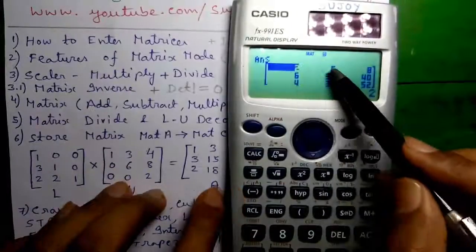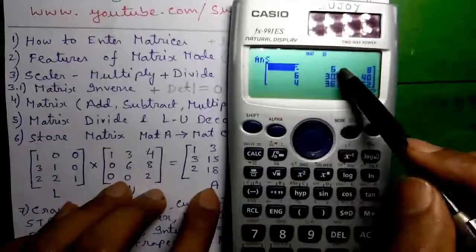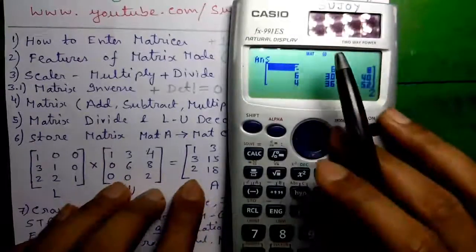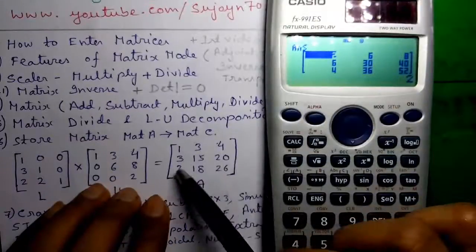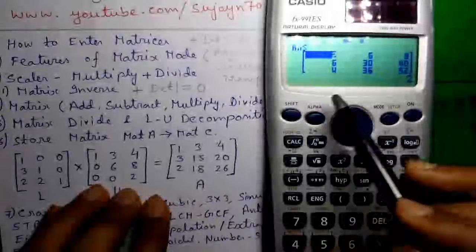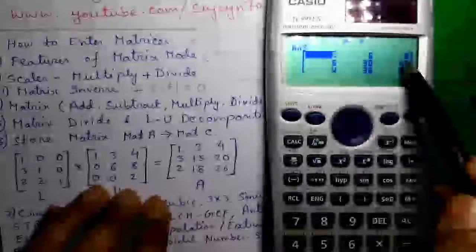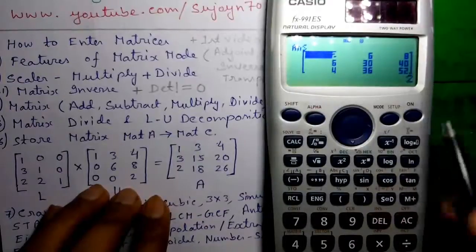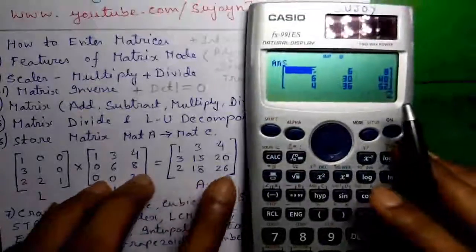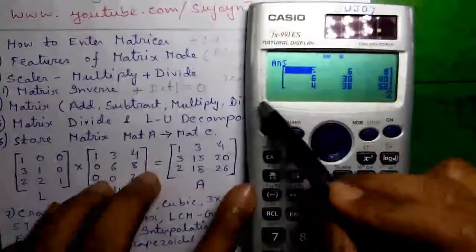So all the values in matrix C in our case will be multiplied by 2. So let's check it. Previously it was 1, 3, 4, 3, 15, 20 and 2, 18, 26. So they are now multiplied by 2: 2, 6, 8, 6, 30, 40, 4, 36 and 52. Also, this answer is stored in the MatAns or 6th variable.